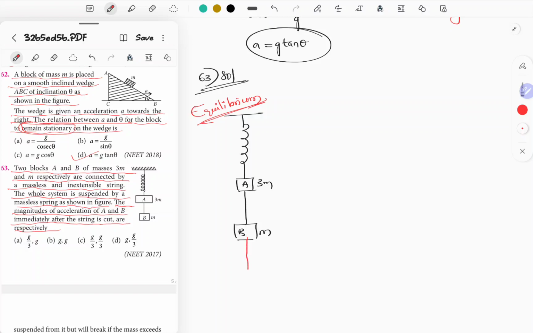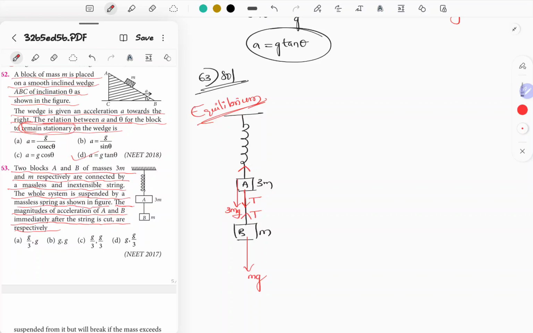Just observe block B. On block B, its weight acts downward, which is mg. Tension in the string is going to be T. These two must be equal and opposite, then only the system is in equilibrium. Next, observe block A. On block A, let me represent the forces. One is tension in the string, which is always represented away from the point of contact. Another one is its weight, which is equal to 3mg.